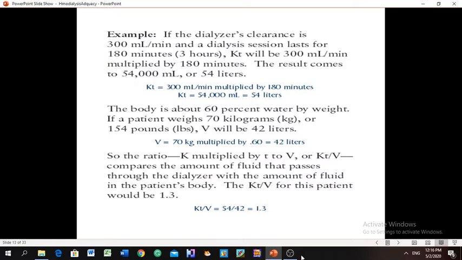The body is about 60% water by weight. If the patient weighs 70 kg or 154 pounds, the volume will be 42 liters. So the ratio K multiplied by T over V, or KT/V, compares the amount of fluid that passes through the dialyzer with the amount of fluid in the patient's body. The KT/V for this patient would be 1.3.